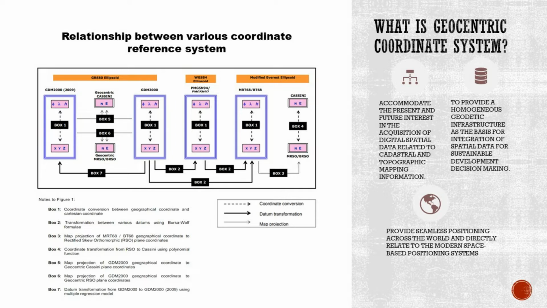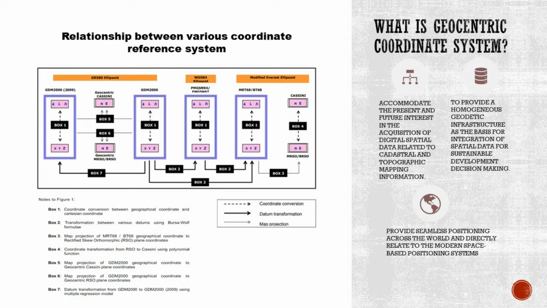The figure shows the relationship between various coordinate reference systems. As we can see, Box 1 is coordinate conversion between geographical coordinate and Cartesian coordinate. Box 2 is transformation between various datum using the Bursa-Wolf formula. Box 3 is map projection of MRT68 or BT68 geographical coordinate to rectified skew orthomorphic RSO plane coordinates. Box 4 is coordinate transformation from RSO to CASSINI using polynomial function.